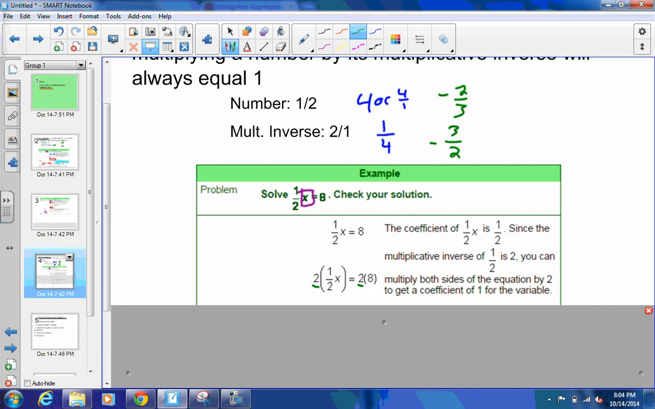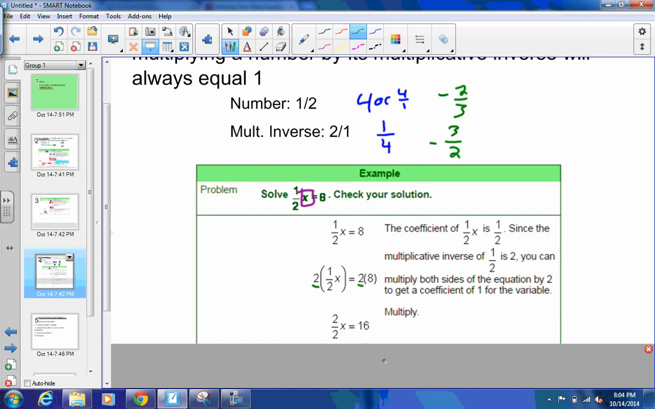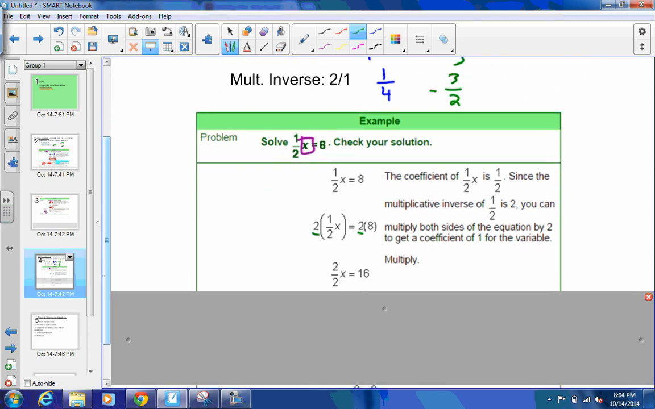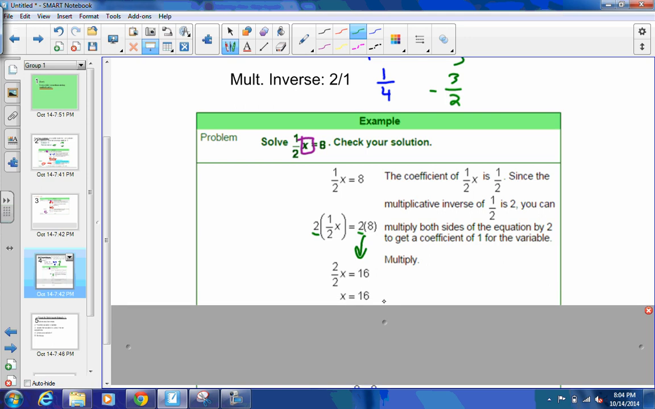They become 1, and then it's just 1x, or x, which is really nice. Now you can simplify the right side, and you get 2 times 8, which is 16. The simplified version of 2 over 2x would be 1x, which we know is just equal to x. So 2 over 2x is equal to 16, or x is equal to 16.